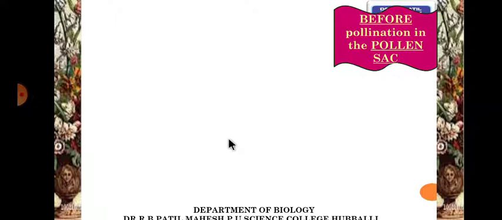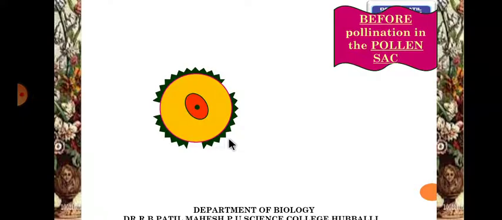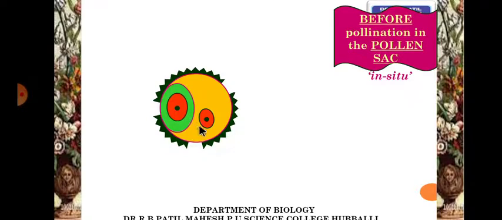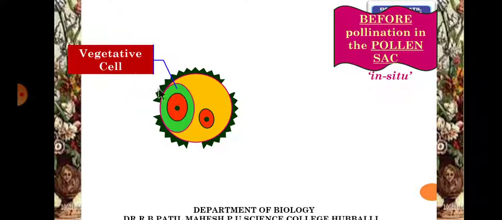Before pollination, in the pollen sac, mitosis occurs inside the pollen grain, so it is called in situ. The nucleus of the pollen grain divides by mitosis and results in the formation of two unequal nuclei. One is larger and one is smaller. Both the nuclei soon after their formation get surrounded by a cell wall. So, the larger cell is called the vegetative cell and the smaller cell is called the generative cell.